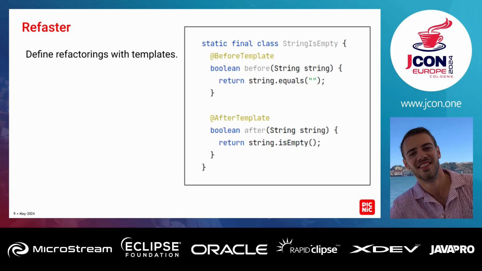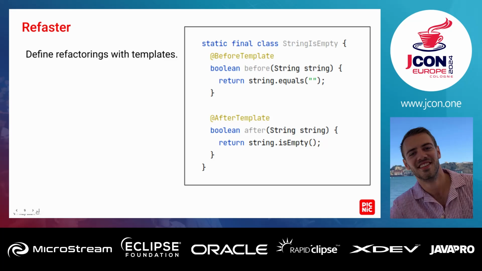At the top, we have two methods, and the first one is the before template. You see that through the annotation. What is important is the parameter and the method body. So the idea is that when Refaster is analyzing your code, it will go over all the different string expressions in your code base and put them right in here.